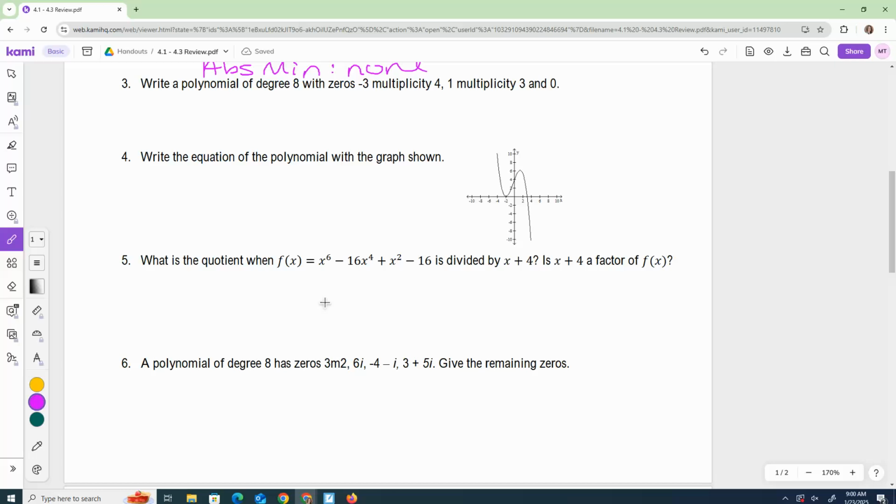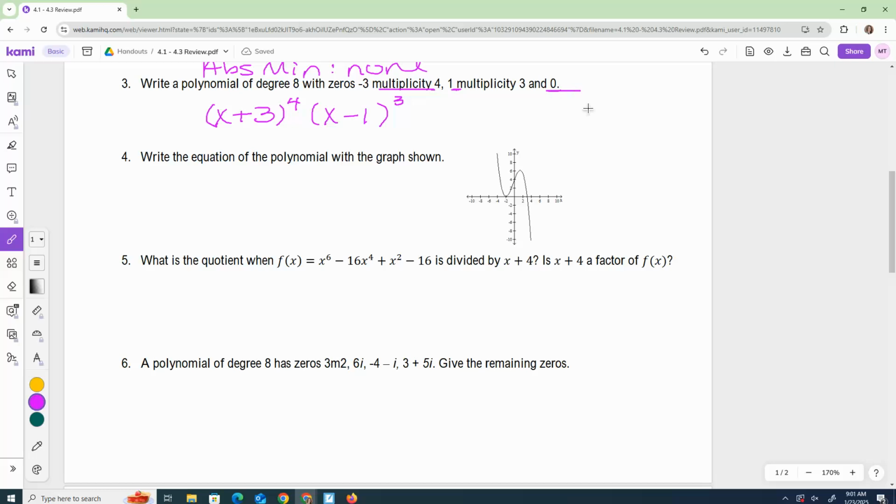So if I wanted a polynomial of degree 8, meeting the following requirements. If negative 3 is a 0, what is the factor? You say negative 3? If negative 3 is the 0, x plus 3. And then x minus, and it had a multiplicity of 4, so we would say to the 4th power. X minus 1, and that's a multiplicity of 3, so to the 3rd.